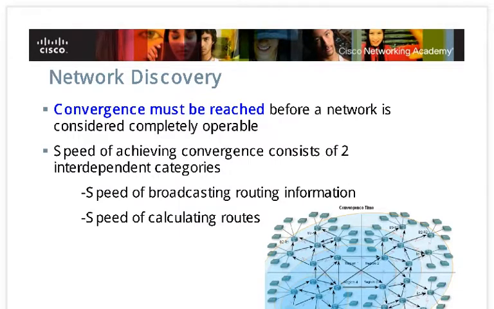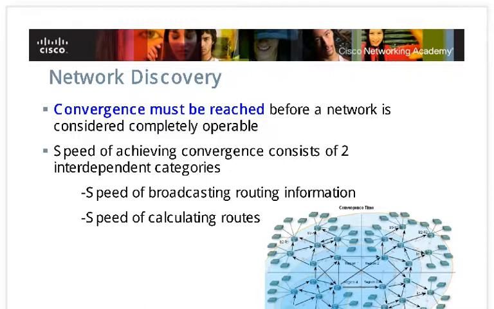So the convergence must be reached in a network before it's considered completely operable, meaning operational. Before that, there is inconsistency in the routing tables of all the routers, in which case that might lead to wrong routing, wrong forwarding for the packets, which might lead to some packets getting lost, or some packets go into a loop forever in the network.